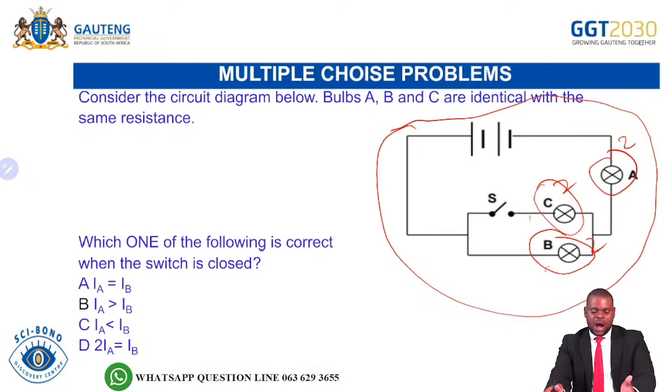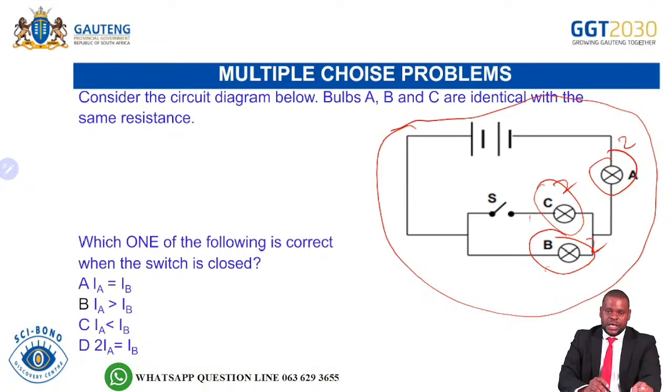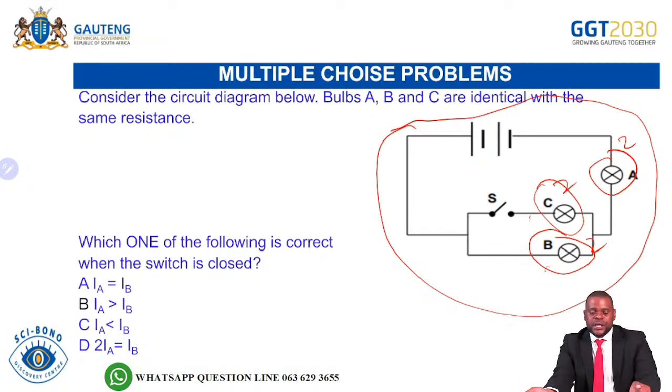Yes. And then now let's go to the question. The question says, which one of the following is correct when the switch is closed? Is it A? Is it B? Is it C? Is it D? Which one is correct concerning the current?